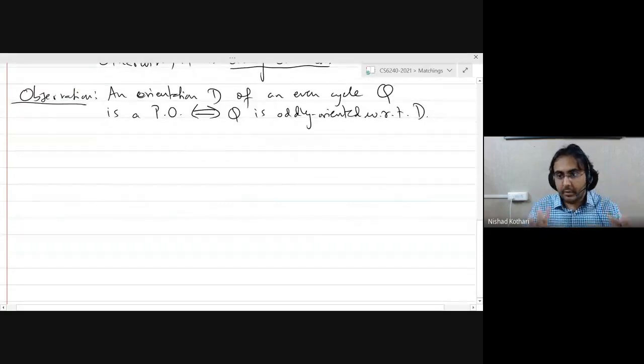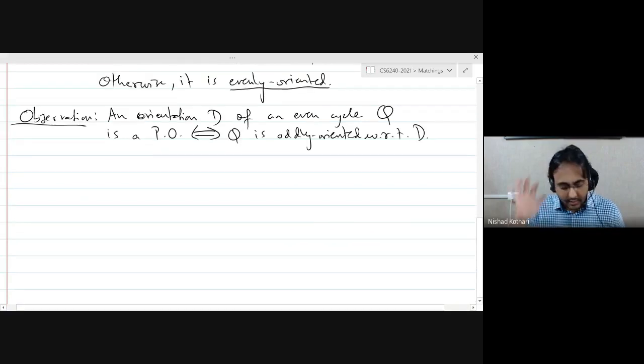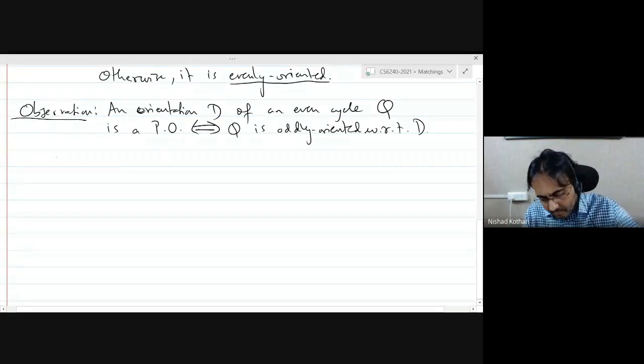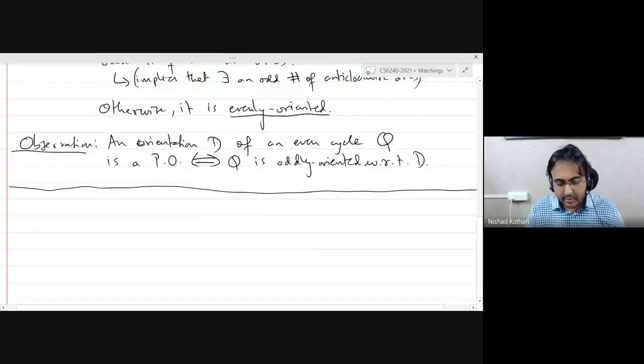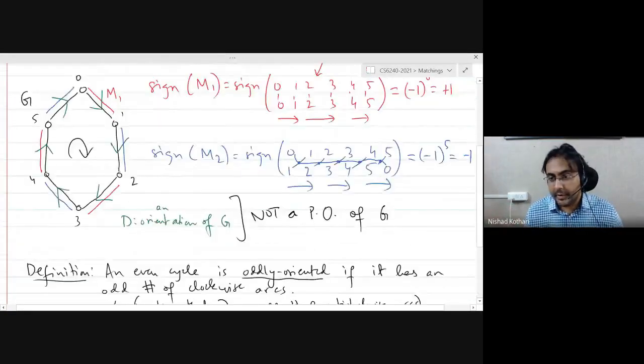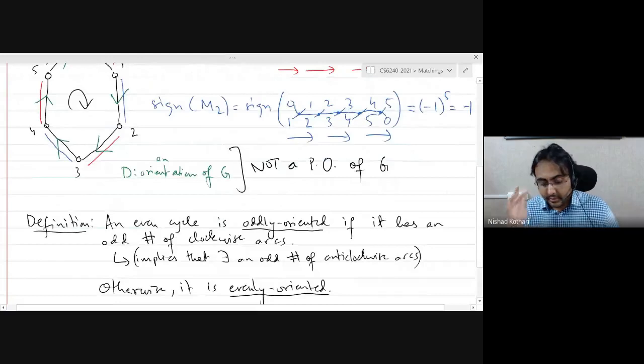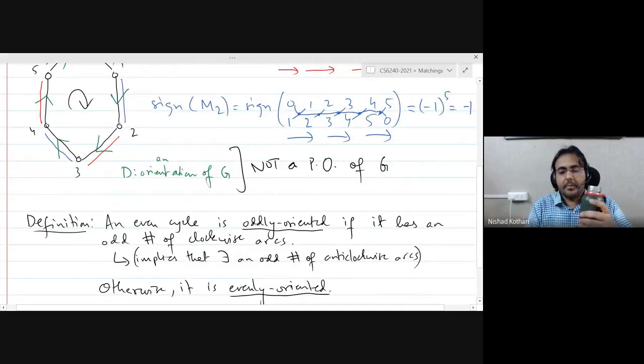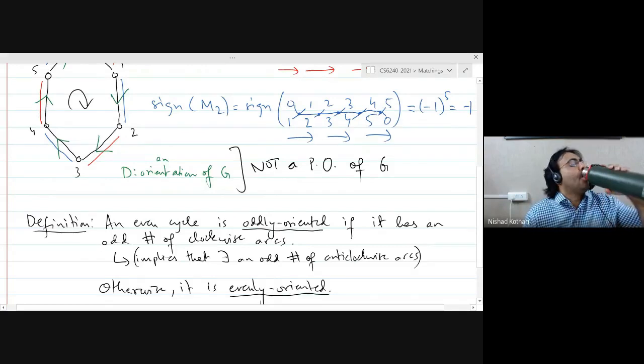So with respect to that orientation, there is an odd number of clockwise edges and an odd number of anti-clockwise edges, right? Do you believe this? We proved it for a 6 cycle, and I'm sure you can prove it for even cycles in general. It's the same pattern. The pattern doesn't really break. Okay. Any questions or concerns?